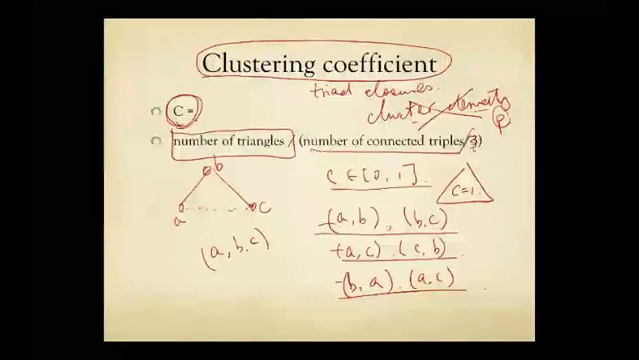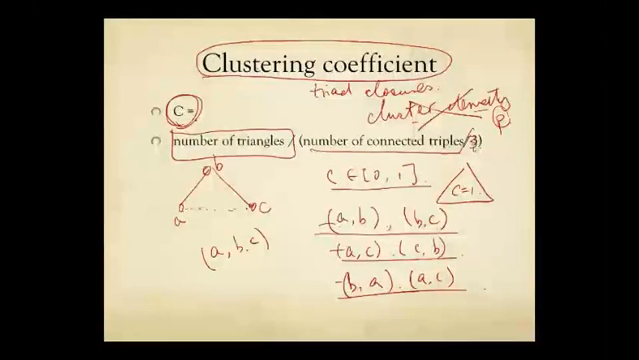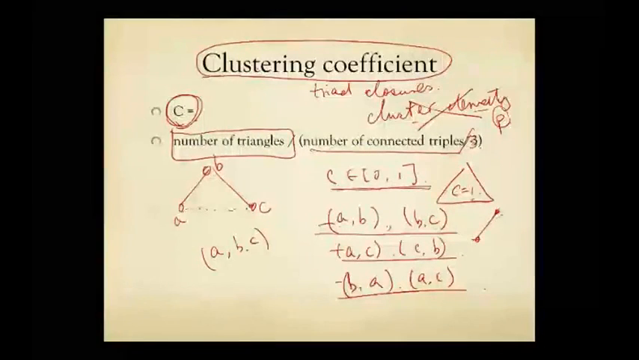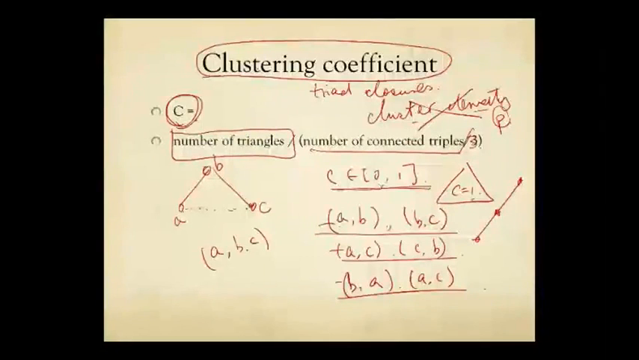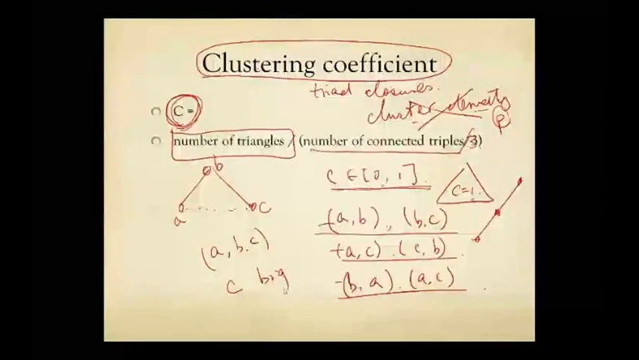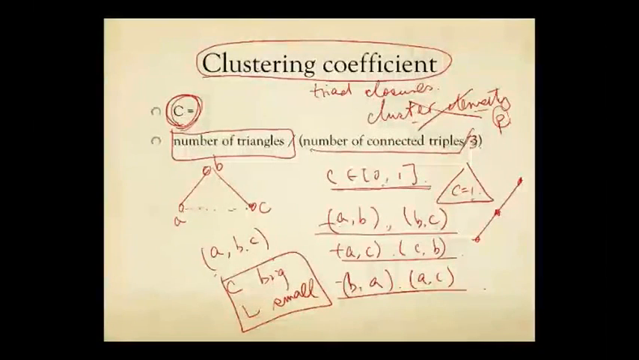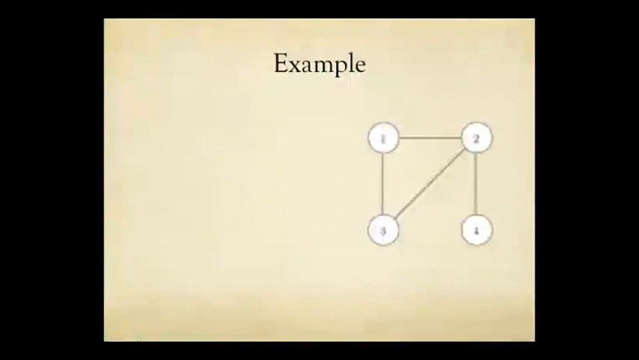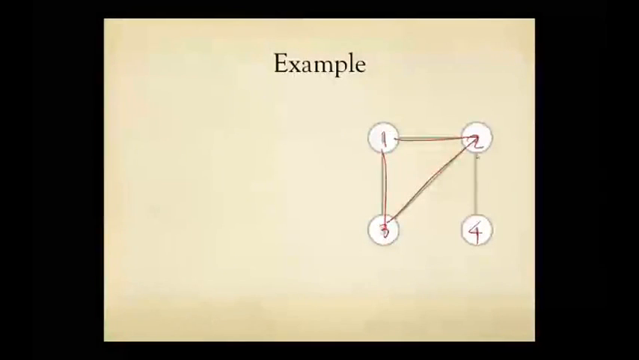So we divide it by 3 to take into account that overcounting, and therefore now C will be guaranteed to lie within 0 and 1. For just a triangle, it will be 1. For just a connected triple, which is a line here, it will be 0. Now the question for a bigger general graph, what will C look like? We want C to be big and L to be small for our explanatory model. So here's another graph, slightly bigger, 4 nodes and 4 links.